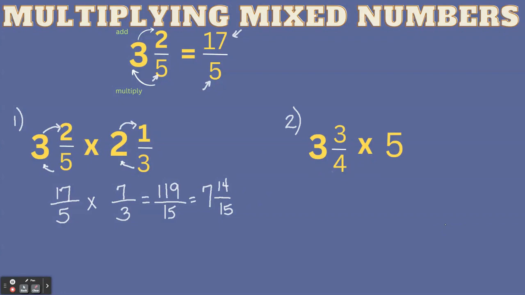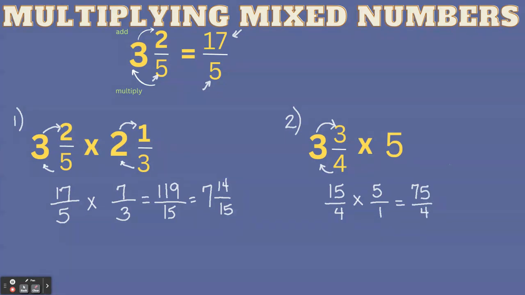Let's do one more here with problem number 2. We'll convert the 3 3/4 to an improper fraction first. 4 times 3 gives me 12. 12 plus 3 gives me 15. So I have 15 fourths times 5. Now this 5 is just a whole number, but I'm going to write it as 5 over 1 so that you can easily see the multiplication on the top and the multiplication on the bottom. So 15 times 5 gives me 75, and 4 times 1 gives me 4.